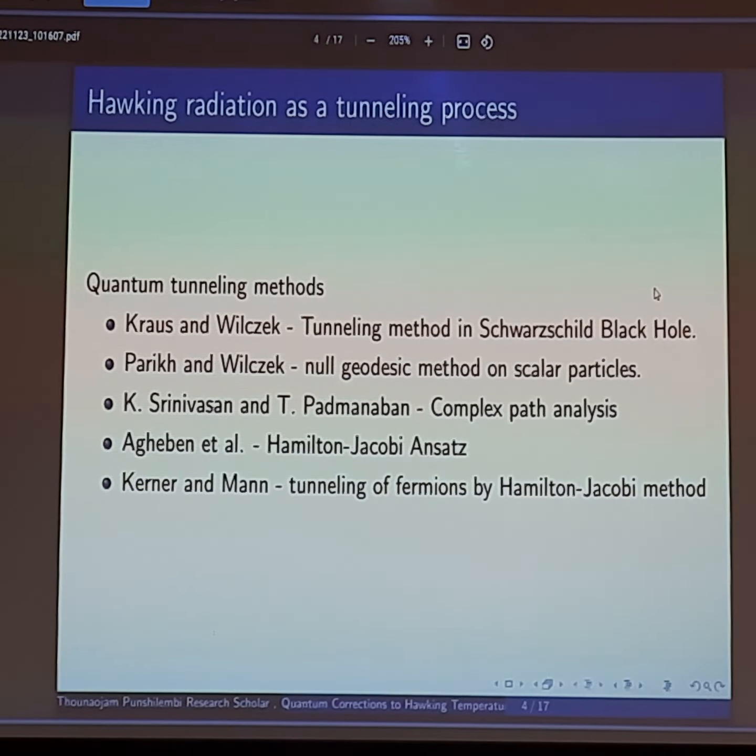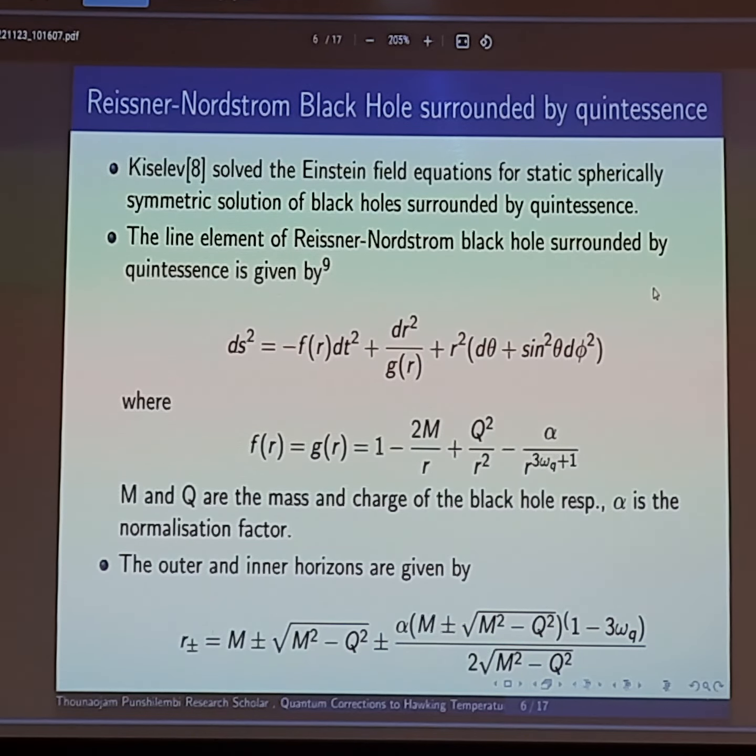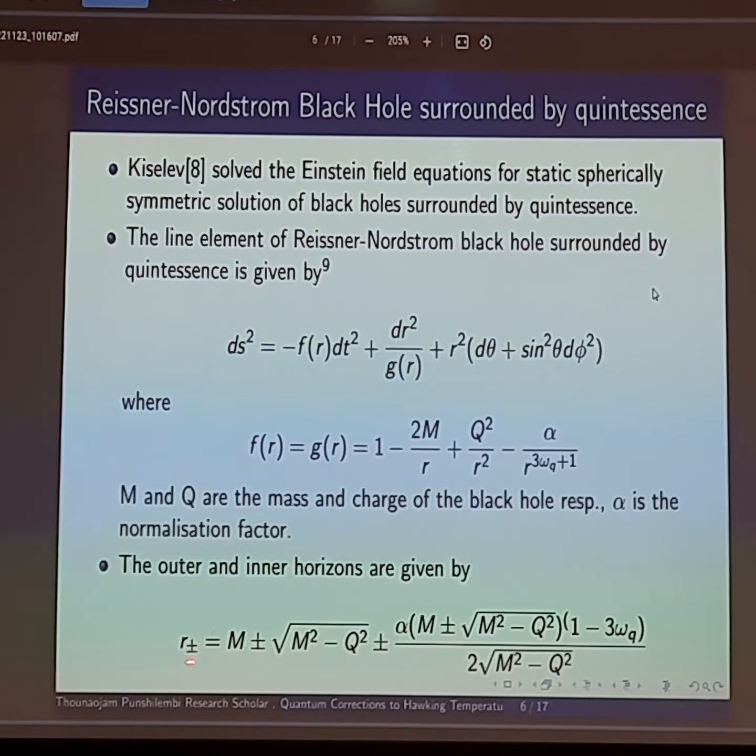And coming to the topic, there is the Reissner-Nordström black hole surrounded by quintessence. Kiselev first solved the Einstein field equation for a static spherically symmetric solution of black holes surrounded by quintessence, and from this we deduce the line element for the Reissner-Nordström black hole surrounded by quintessence, which is given by this equation. And f(r) and g(r) are this, and the last term is due to the presence of quintessence. M and Q are the mass and the charge of the black hole, and from here we obtain the outer and the inner horizons, which are given by r plus and r minus.